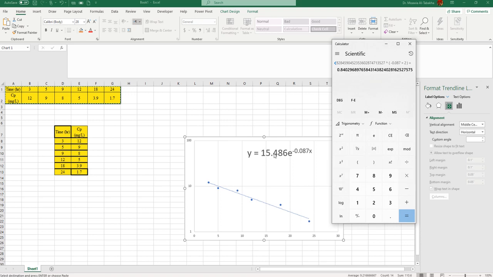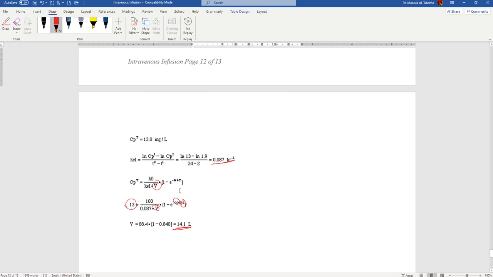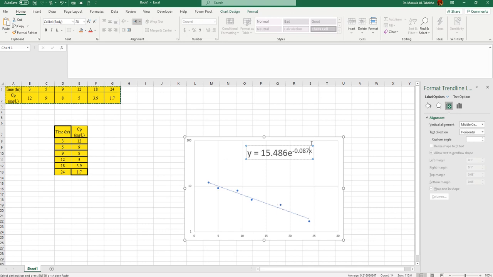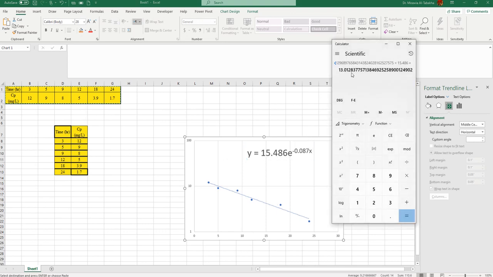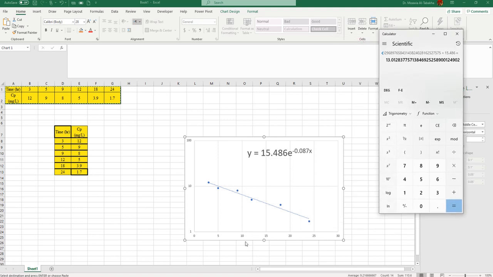Now this I will multiply by 15.486. Let's see what comes out, 13 or 13.012. Let's see it here. 13. Okay. So this is your CBT capital, approximately 13 or 13.01. So this is how we can use Excel in order to verify the information.